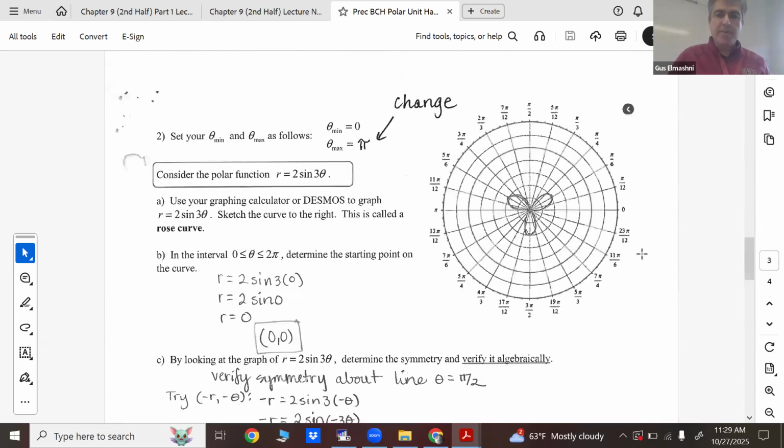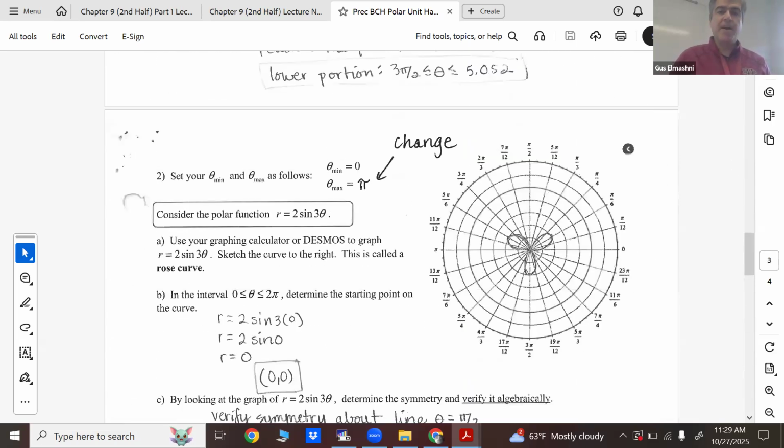But now this one here is a fun one. We're going to talk about rose curves. I think we could talk about that today. So we're going to move to that in a sec.